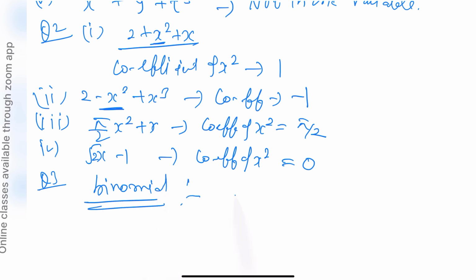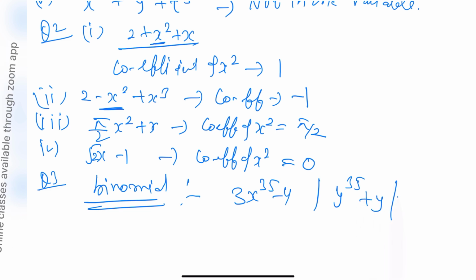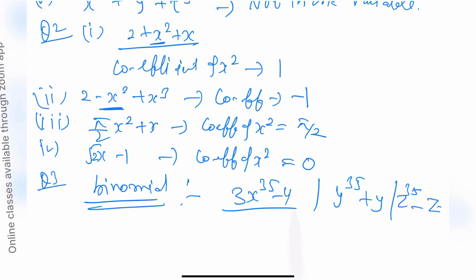So we have to write a binomial of degree 35. So we can write as 3x raised to power 35 minus 4. We can write y raised to power 35 plus y. We can write z raised to power 35 minus z. So this is a binomial in degree 35. So basically you have to take a variable and put a power 35 over there and take another term, so it becomes a binomial in degree 35.